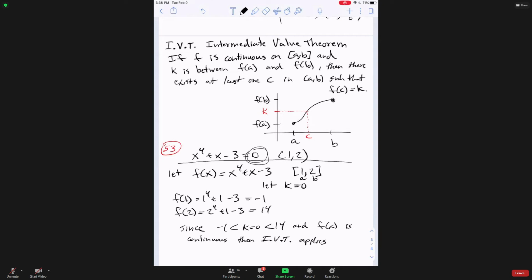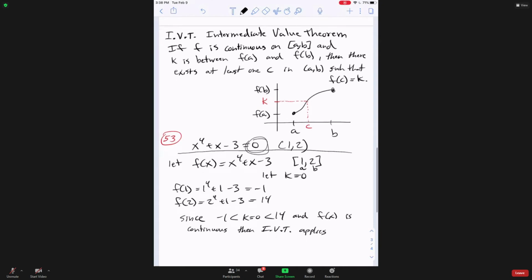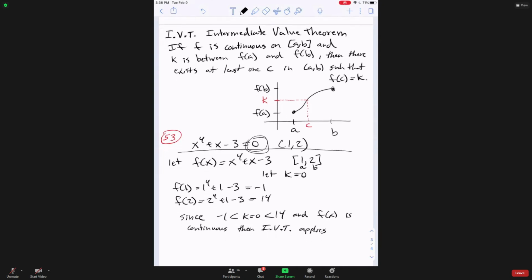Excuse me, Professor. Don't we have to plug in 2 for all the x values in f of 2? Oh yeah, I'm sorry. That's why I missed. I was thinking that 14 doesn't look familiar. So you're supposed to plug in 2 here. But it still applies. So that's 16 plus 2 is 18, minus 3 is 15. So this would be a 15. Thank you. But it still applies because 0 is between negative 1 and 15.